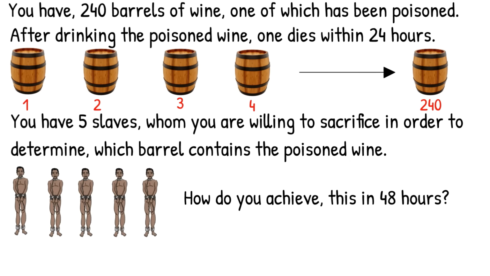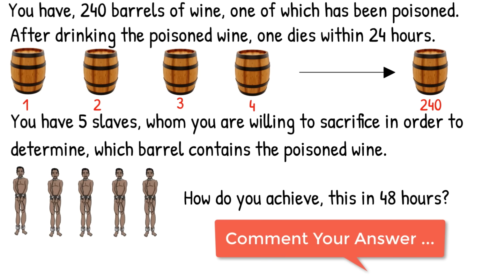Let me repeat the puzzle again. You have 240 barrels of wine, one of which has been poisoned. After drinking the poisoned wine, one dies within 24 hours. You have 5 slaves whom you are willing to sacrifice in order to determine which barrel contains the poisoned wine. How do you achieve this in 48 hours? Let's check the solution now.